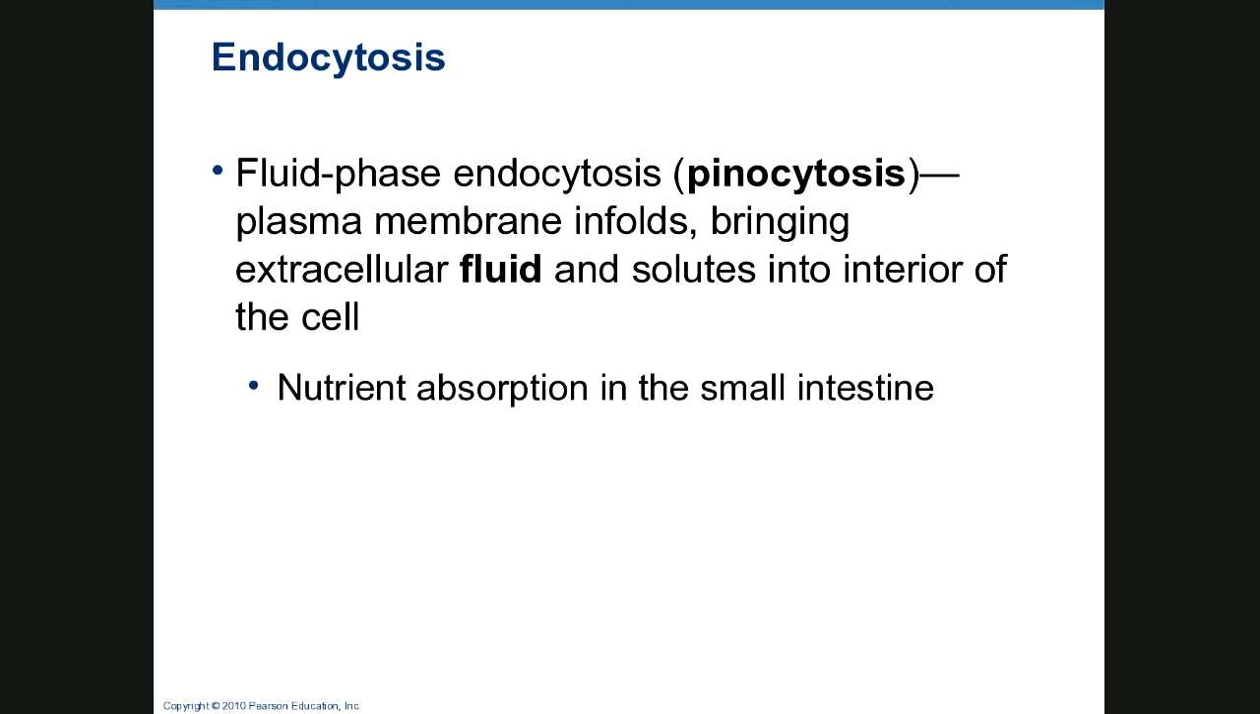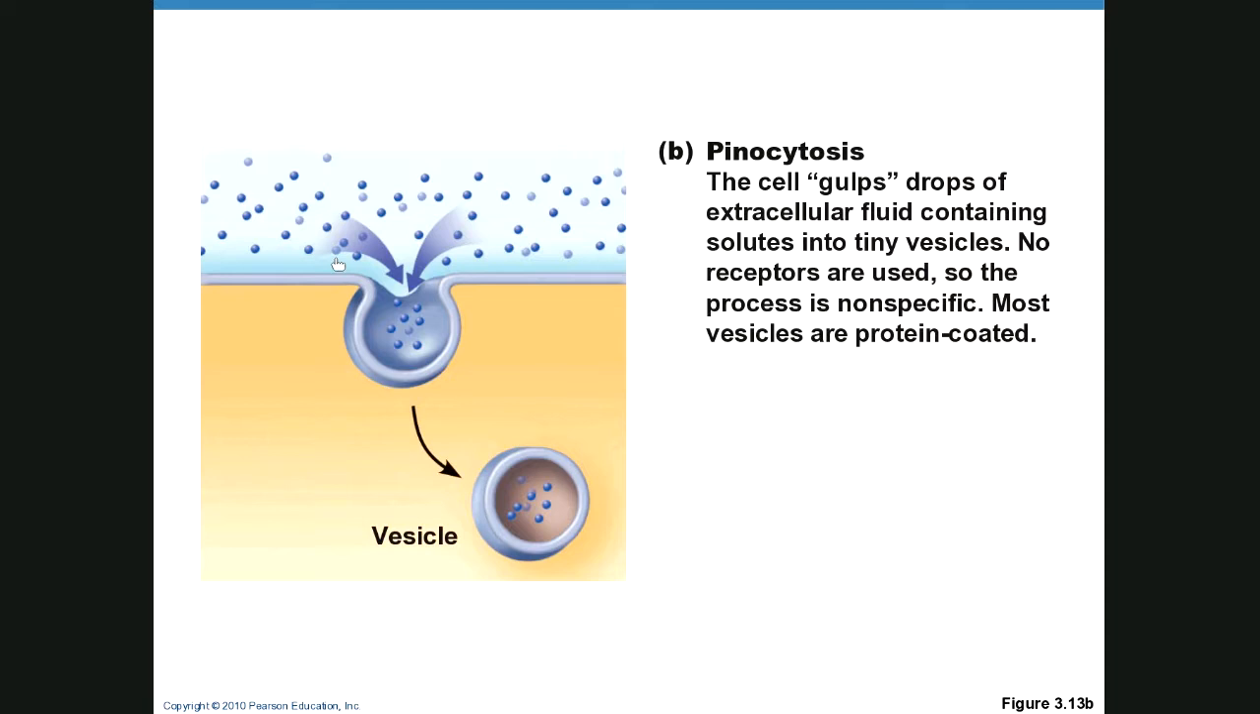Okay, endocytosis in the fluid phase is called pinocytosis. And it is extracellular fluids being pulled into the interior of the cells. Perfect example, nutrient absorption in the small intestine. Many nutrients, even when we get them down to their smallest phase, won't just diffuse across the cell. So the cell has to take them in, physically eats them, and that closes up and forms a vesicle.